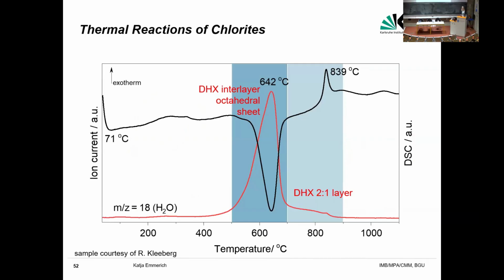Dehydroxylation of chlorites is even more complicated, because if you remember the structure of chlorites, you have the octahedral sheet in the interlayer, and you have the octahedral sheet of the 2-to-1 layer. The dehydroxylation takes place in two steps. First, the dehydroxylation of the interlayer octahedral sheet takes place, followed by the dehydroxylation of the octahedral sheet in the 2-to-1 layer. Three water molecules are evolved from the octahedral sheet in the interlayer, and one water molecule is evolved from the 2-to-1 layer.